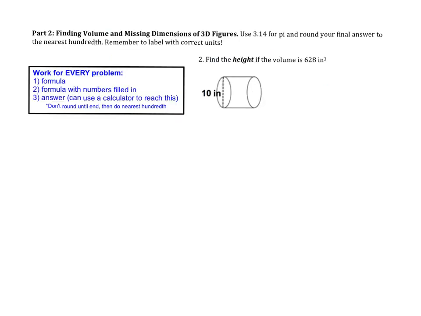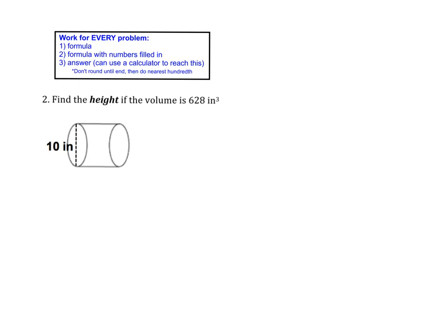In our directions, it states to use 3.14 for pi and to round our final answers to the nearest hundredth. Also, we need to remember to label with correct units. For each problem, we're going to include the formula filled in with numbers, and the final answer. You will also be showing work, although you can use a calculator.